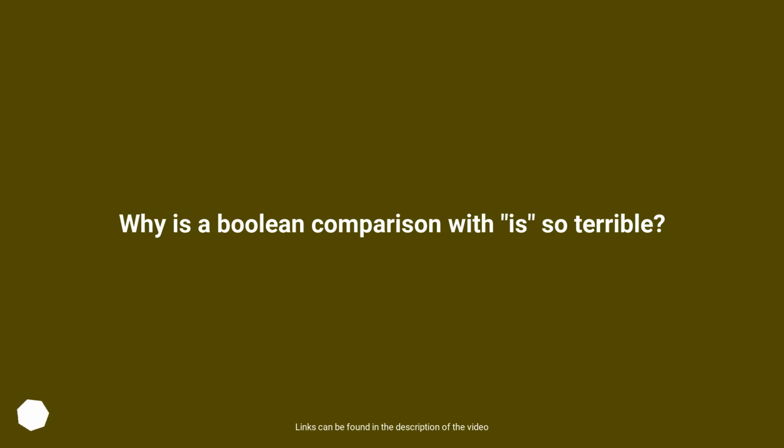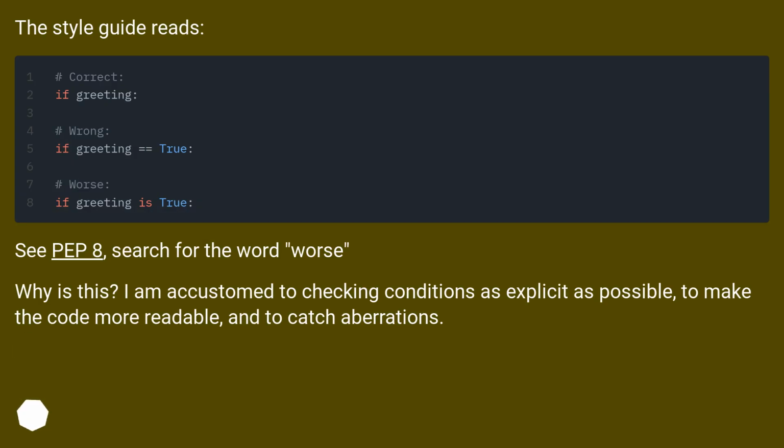Why is a Boolean comparison with is so terrible? The style guide reads: See PEP 8, search for the word worse. Why is this? I am accustomed to checking conditions as explicitly as possible, to make the code more readable, and to catch aberrations.